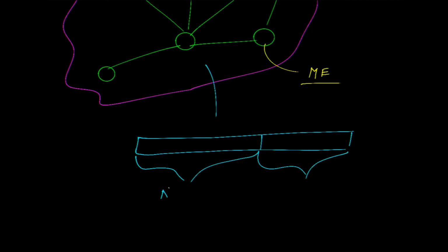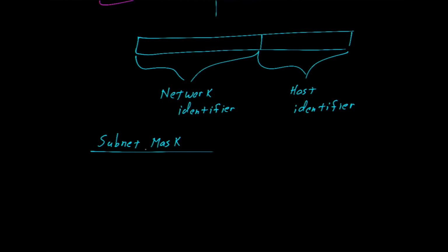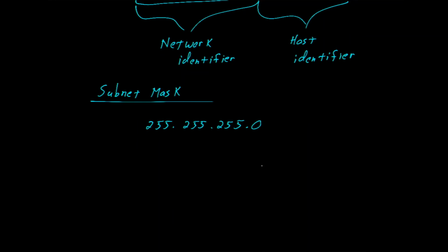So network ID and the host ID. This is done with the help of the subnet mask. In fact, you saw this in lab. 255.255.255.0. We've been playing with this for a while.